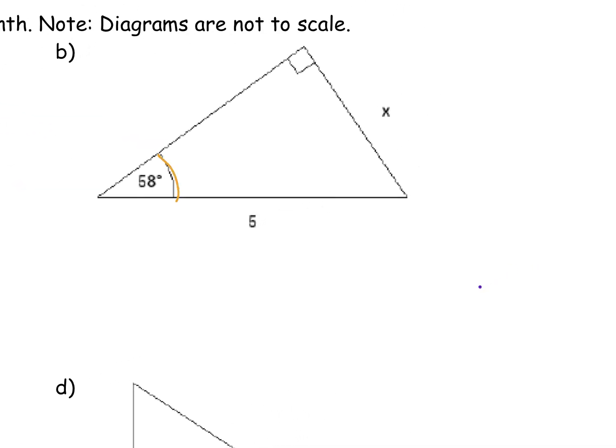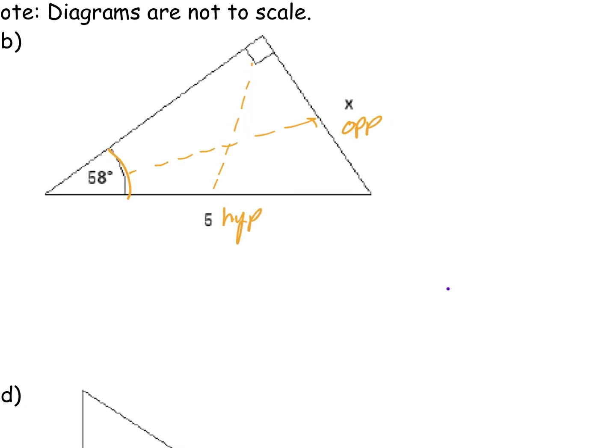Here's my angle. Here's my side opposite. Here's my hypotenuse. So I've got sine of 58 equals x over 5. It's always a fraction, remember? So x is going to equal 5 times sine of 58. So x is approximately equal to 4.2. Got it. Okay.